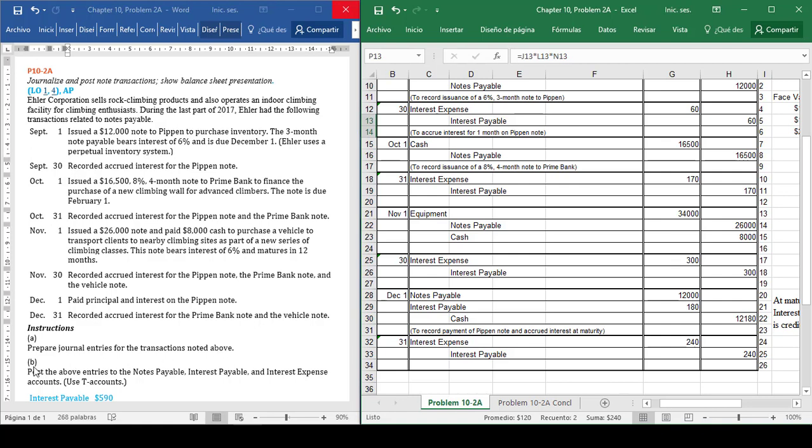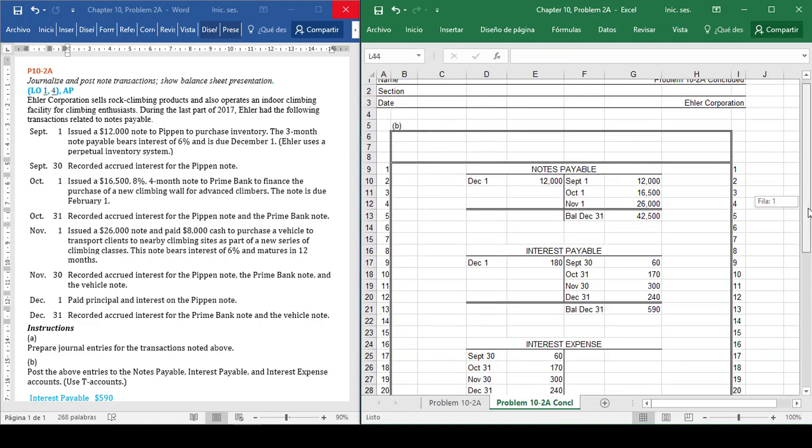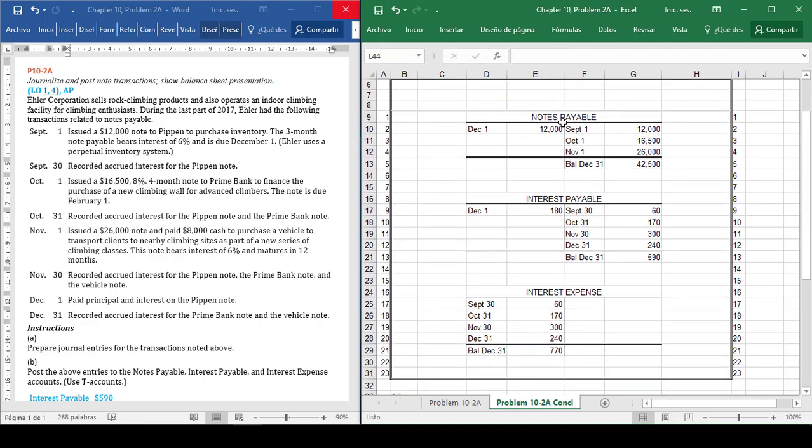On part B, post the above entries to the notes payable, interest payable, and interest expense accounts. Use T accounts. And so here, I already made this T account. On notes payable, we have a normal credit balance of 42,500, and interest payable a normal credit balance of 590, which is the hint here, and interest expense with a normal debit balance of 770.